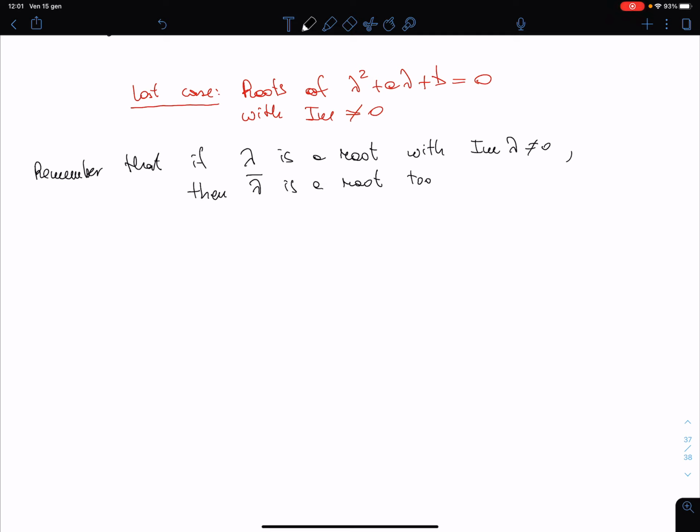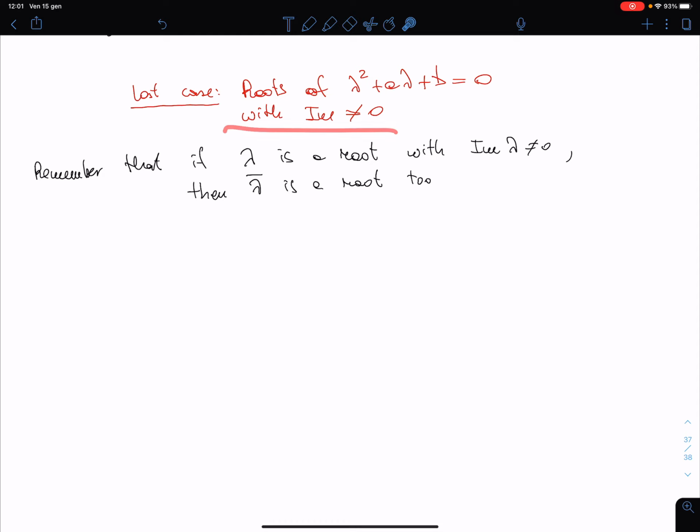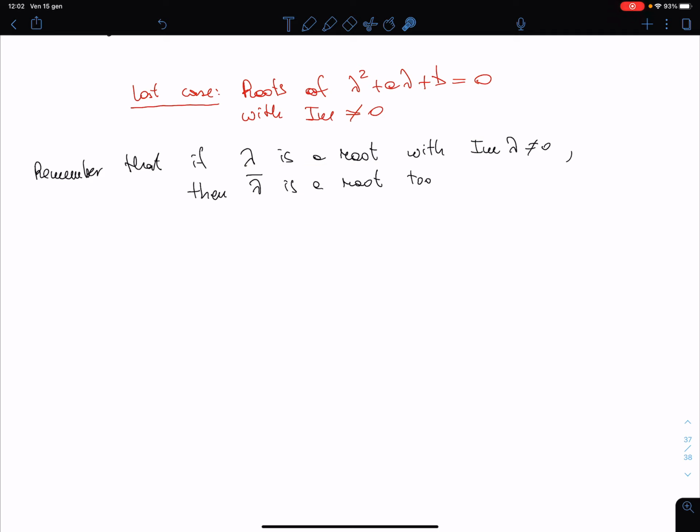Okay, let us go with the last case. Roots of lambda square plus a lambda plus b equal to 0, an algebraic equation, with imaginary part different from 0. And we remember that if lambda is a root with imaginary part different from 0, then lambda bar is a root too. When I say complex here in this part, I mean complex with a non-trivial imaginary part, because real numbers are complex numbers too, so I have to specify this.